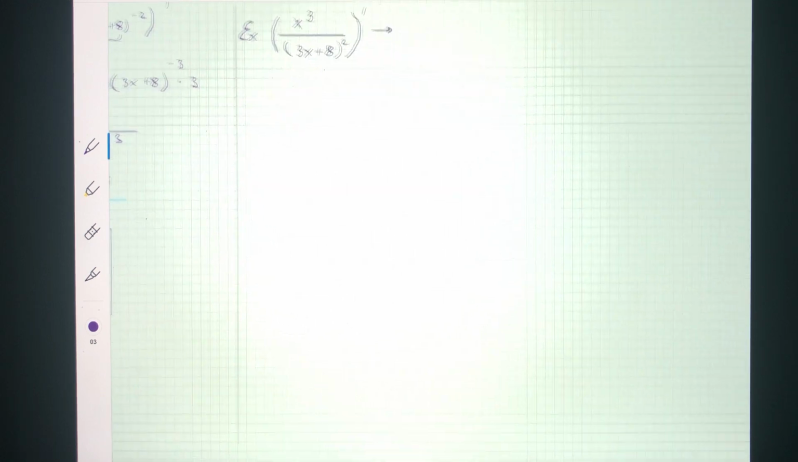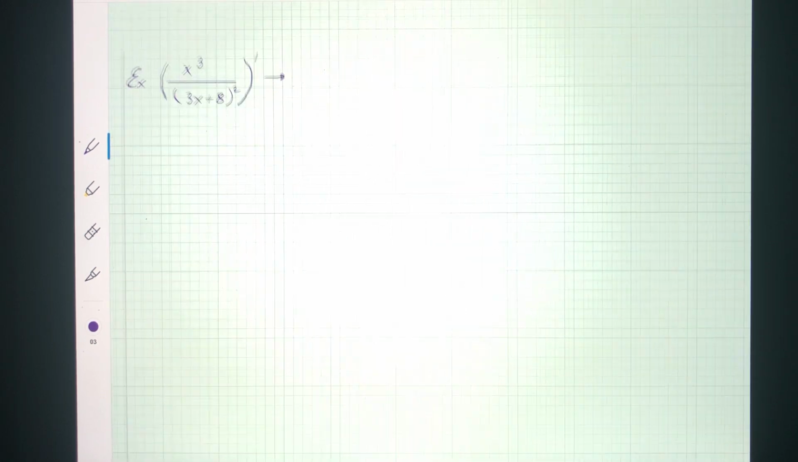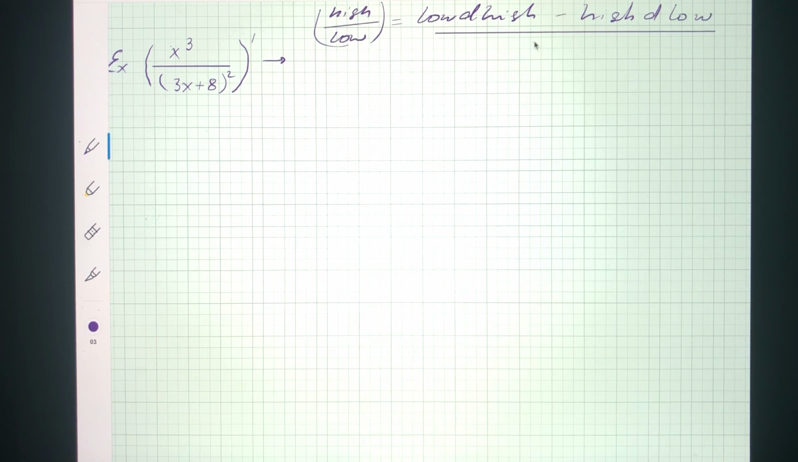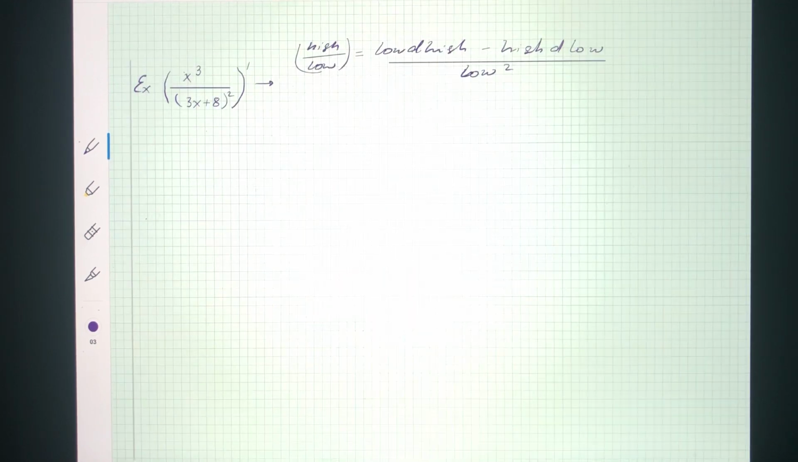Now let's do the same exact question using the quotient rule. So the quotient rule is, if we have two functions, the one on top is called high, the one on the bottom called low, then the quotient rule is low d high minus high d low over low squared. So that's a mnemonic device to rewrite the quotient rule, which we already have written up above.